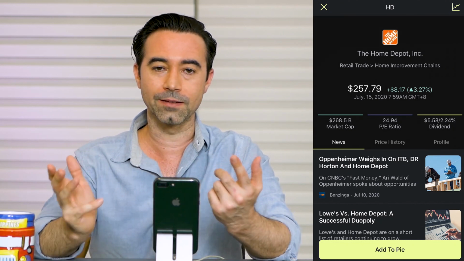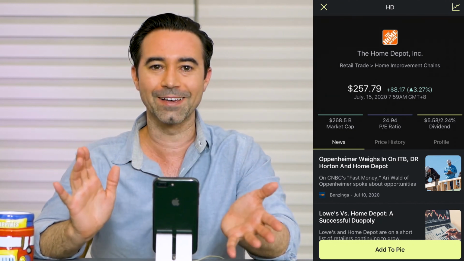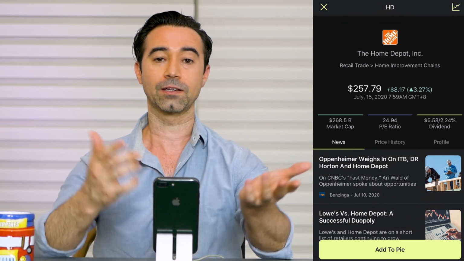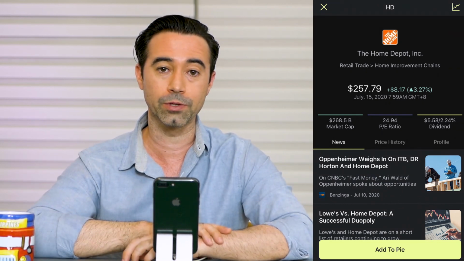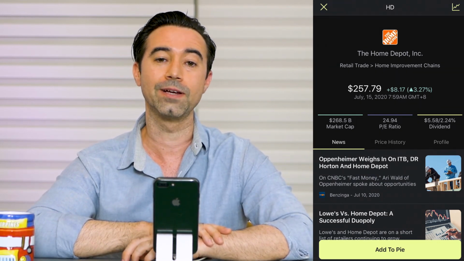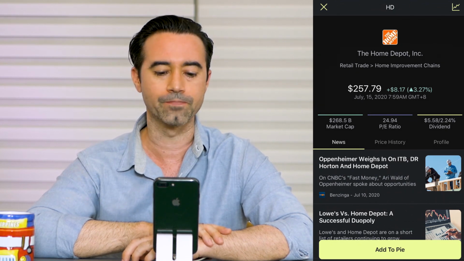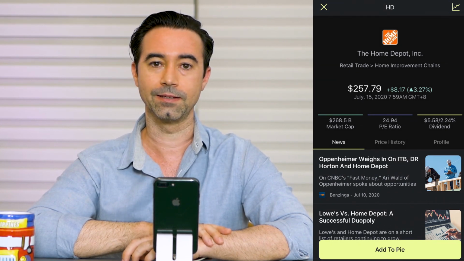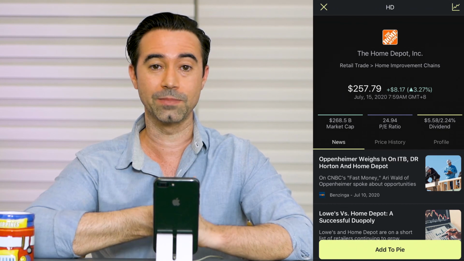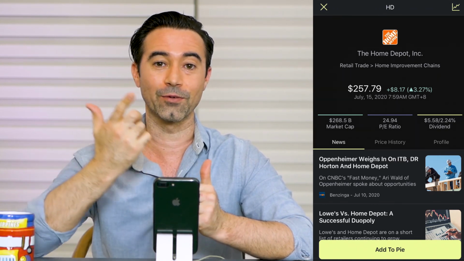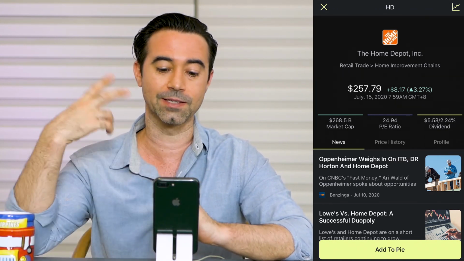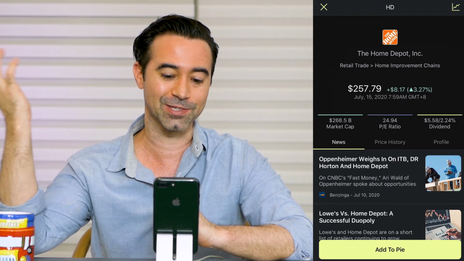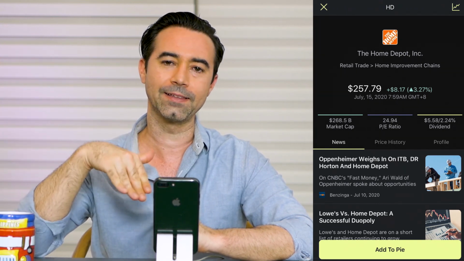Charles Schwab, crazy research. If I click on Home Depot in Charles Schwab, I will just see a crazy amount of research, almost overwhelming. I'll see different ratings of Home Depot with Morningstar. I'll see different ratings with Charles Schwab's ratings. I'll see all sorts of things that the analysts are saying about the stock. You're not getting that in here.